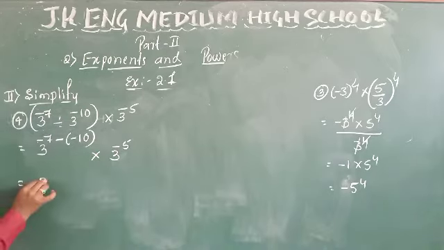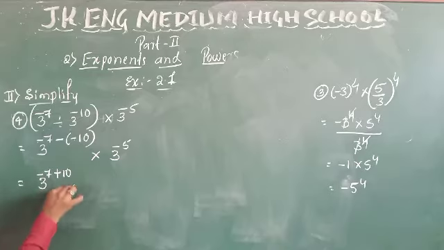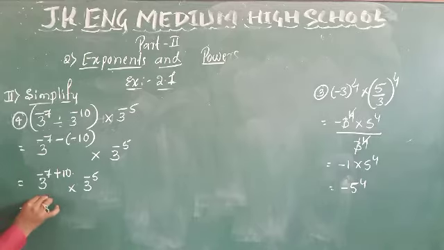Later on, 3 to the power minus 7 minus minus, what? Plus 10, into 3 to the power minus 5. Next term, minus 7 plus 10 is what? 3 to the power 3 into 3 to the power minus 5. Clear, children? Follow the steps.